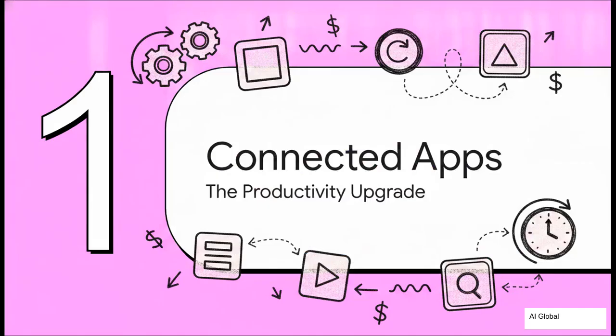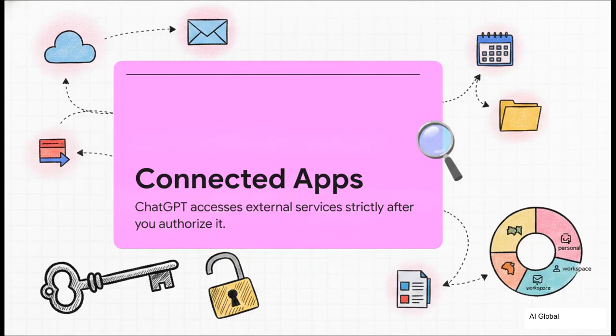Section 1. Meet your connected apps. So connected apps are a feature that essentially allows ChatGPT to reach out and access information directly from your supported external services. But you've got to pay attention to that last phrase in the definition. Strictly after you authorize the connection.